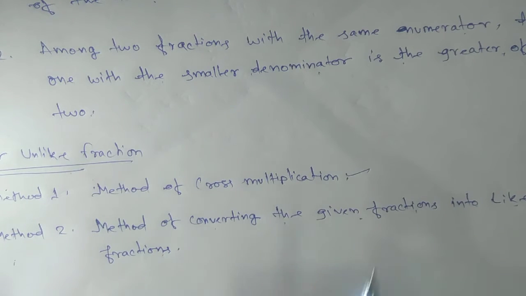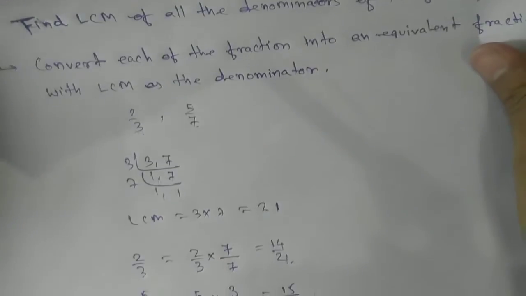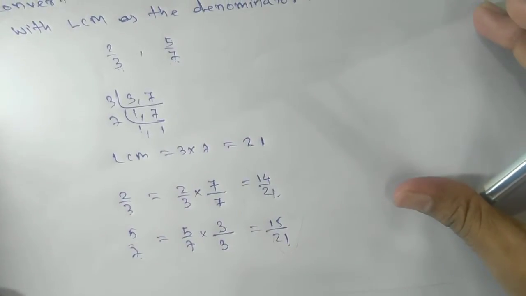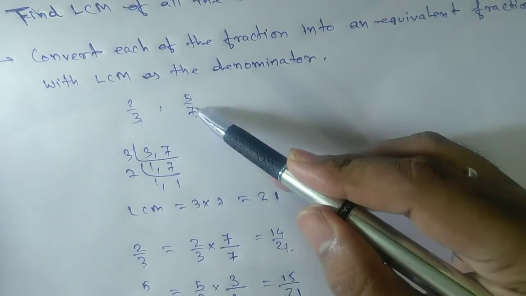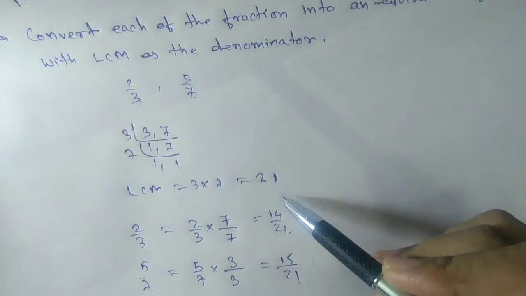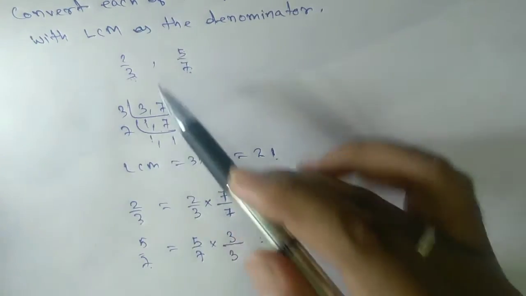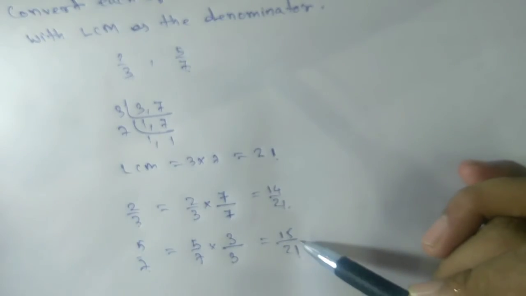I hope that in the last class you have seen how to convert the given fraction into like fraction. Let's see the last class problem. You can see that 2 by 3 and 5 by 7 we have taken. We have found the LCM, that is 21. We have converted the unlike fractions into like fractions.